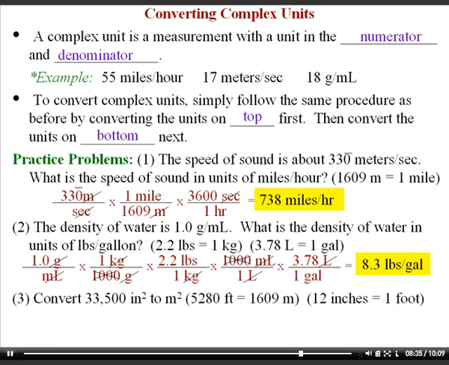In our last example, we have not a complex unit but a squared unit. So we're going to try to convert square inches into square meters. And you do this pretty much like you've done the other problems. You write down the given and you look at what unit you're trying to cancel out. And we know that has to be in the denominator.